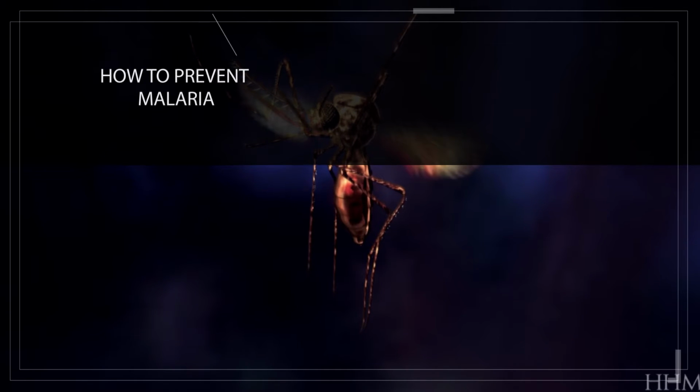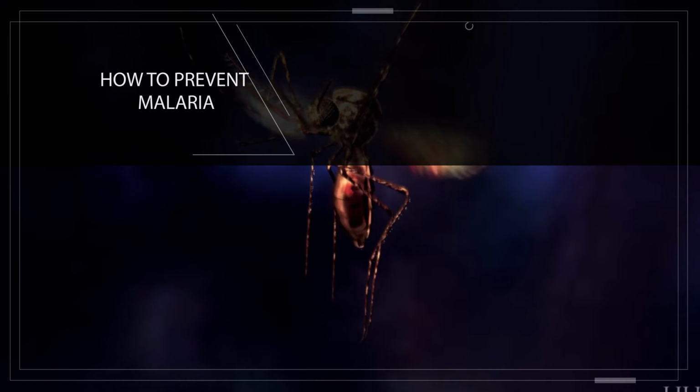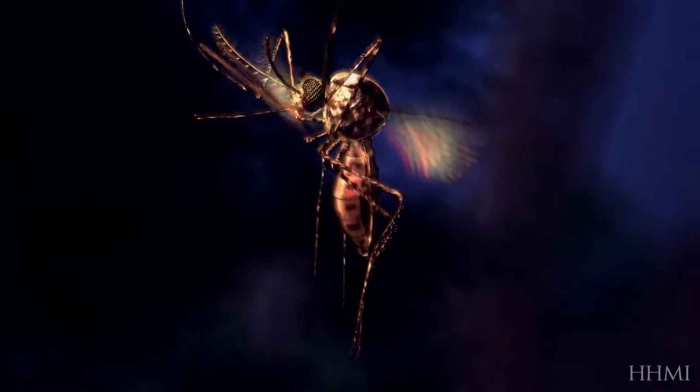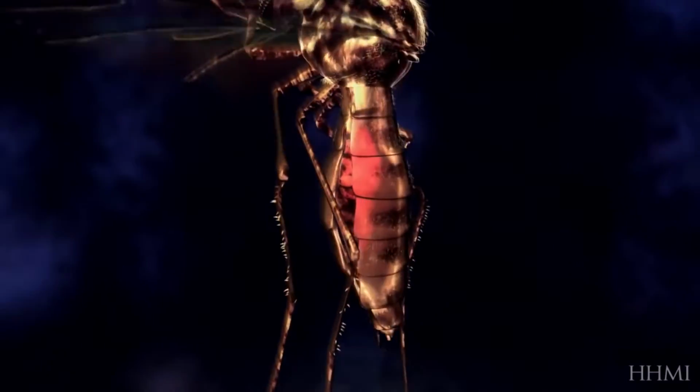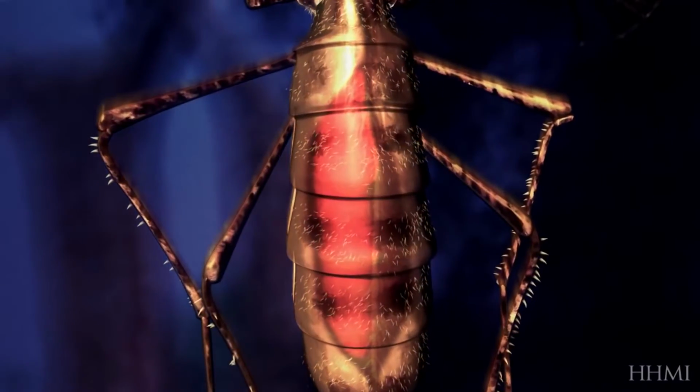Basically, how do we prevent malaria? Our preventative measures are mainly to do with vector control. What does that mean? Because malaria is transmitted by mosquitoes, if we get rid of mosquitoes, we'll get rid of the disease. How do we go about that in our community?